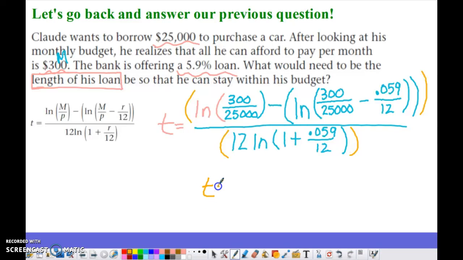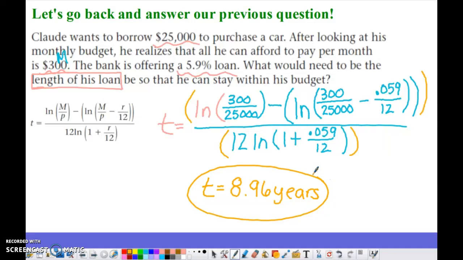And what you should get, after you've paused it and tried this problem, is 8.96. Time is always in years, so we're going to say years. For time on these problems, let's say we always go to 2 decimal places, so we're all on the same page. Alright, hopefully you got the same thing as me. If not, try plugging it into your calculator again, making sure that yours looks exactly the same as mine in terms of parentheses.